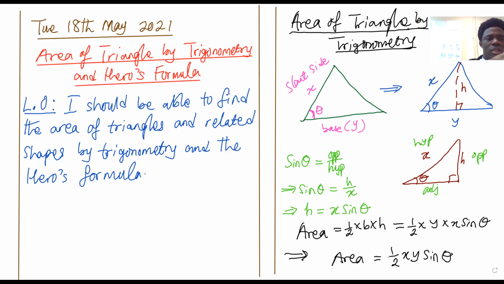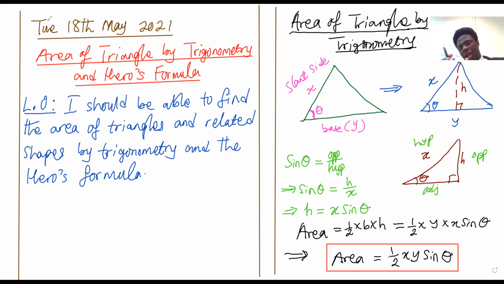Now, what does this mean? This means that if we are trying to find the area of a triangle, given two sides and an included angle, and when we say included angle, we mean the angle between the two sides, the area is simply half times the product of those two sides times the sine of the angle between them. That's what we are trying to say: half times the product of the two sides and the sine of the angle between them. This implies that the area is that.